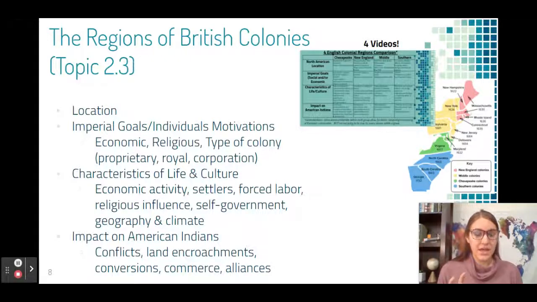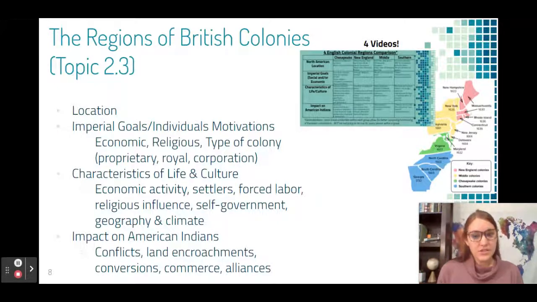So understanding that a warmer and longer growing season in the southern colonies is going to fuel a plantation society, which then brings in higher percentages of enslaved Africans. Those are the important connections that you want to be able to make.